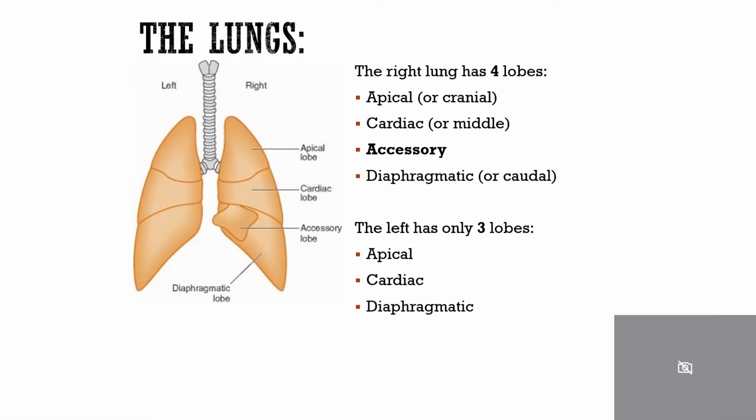The lungs. The right lung has 4 lobes: the apical or cranial, the cardiac or middle, the accessory lobe, and the diaphragmatic or caudal lobe. The left has only 3 lobes: apical, the cardiac, and diaphragmatic.